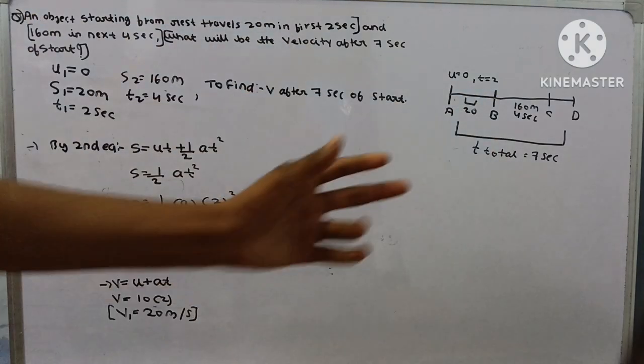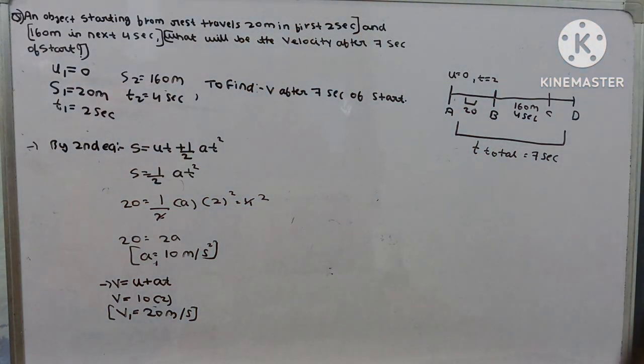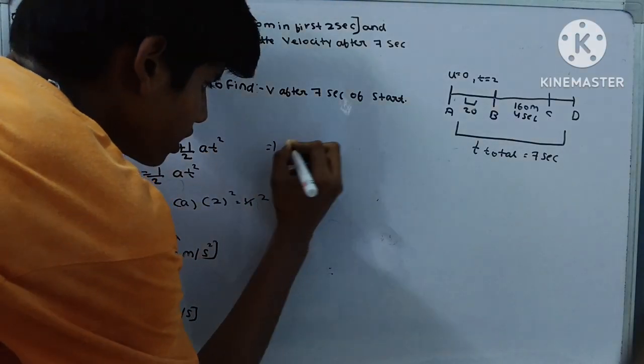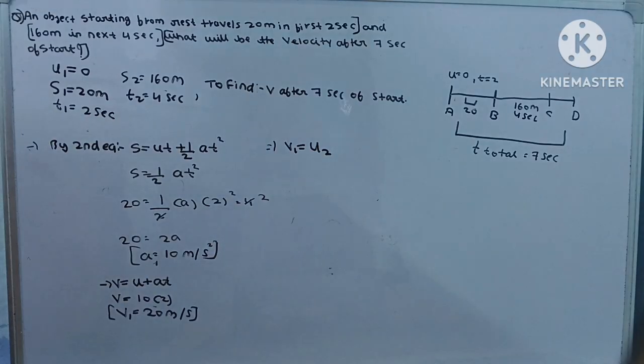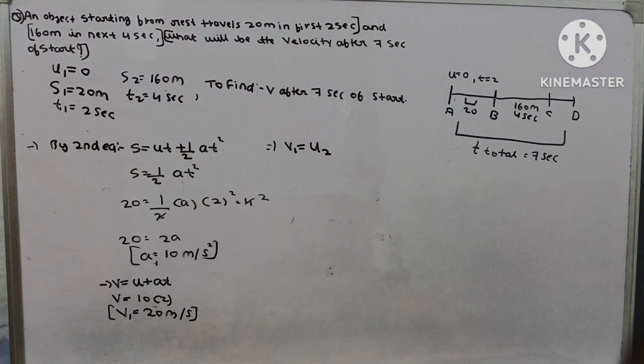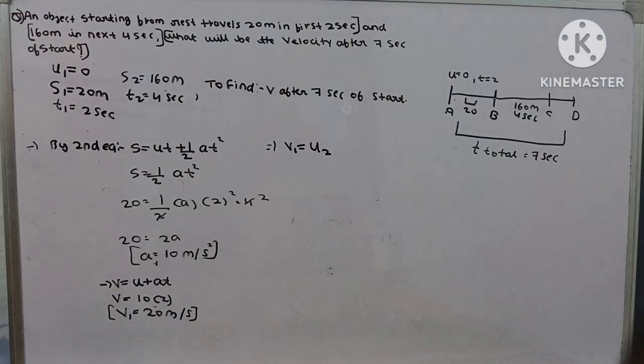Now if we talk about the second case, B to C, B will be the initial velocity. That means v1 is equal to u2, right? Now we can write here v1 is equal to the initial velocity of the second case. So we got the initial velocity of this case as 20 meter per second.